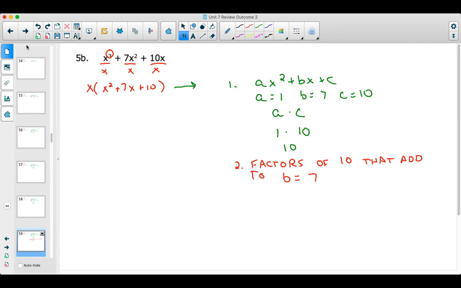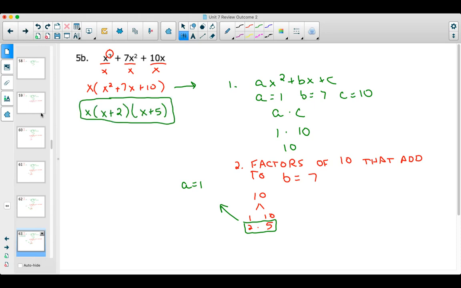In this case, a is 1, so I don't actually have to split the middle here. I can just use my factors, and that's going to look something like this. So I didn't forget my x this time, so my x comes down, and then I just have x plus 2 and x plus 5. I can skip splitting the middle anytime a is 1.